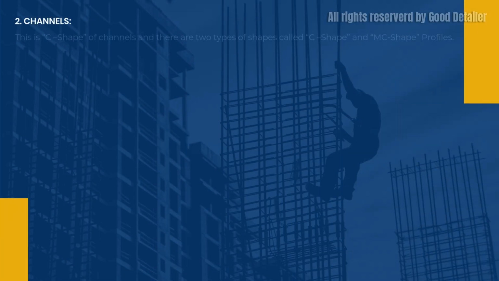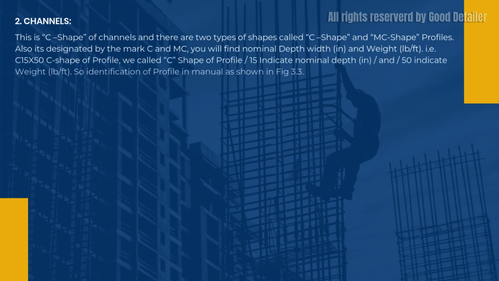2. Channels. This is the C-shape of channels, and there are two types of shapes called C-shape and MC-shape profiles. Also, they are designated by the marks C and MC. You will find nominal depth, in inches, and weight, in lb/ft, i.e. C15 by 50, C-shape of profile. We call it C-shape of profile, 15 indicates nominal depth in inches, and 50 indicates weight in lb/ft. So identification of the profile in the manual is as shown in Figure 3.3.